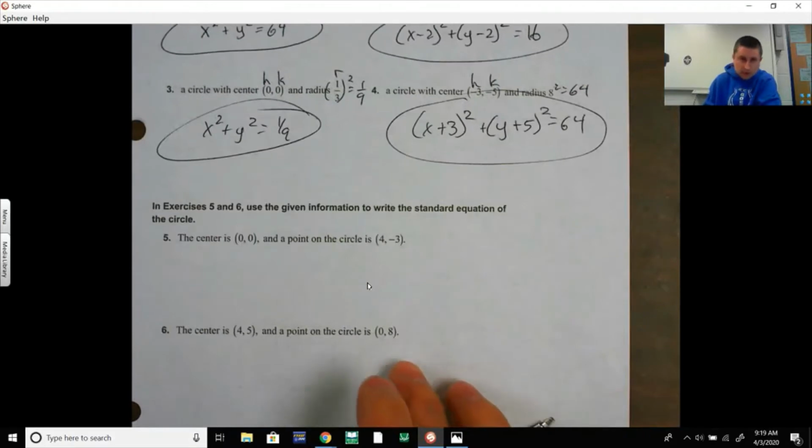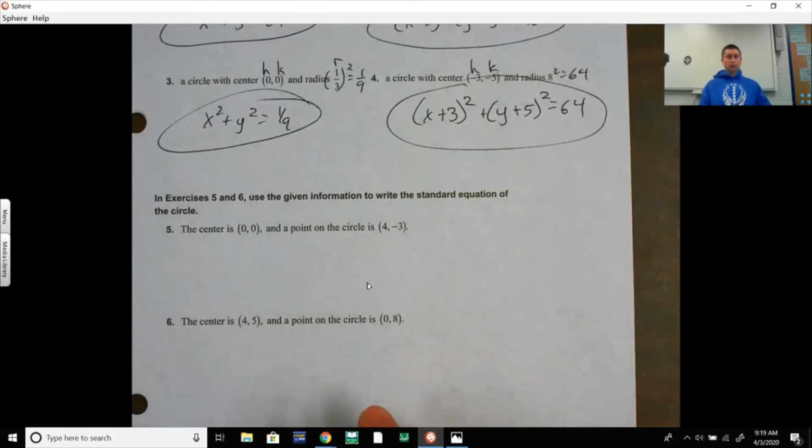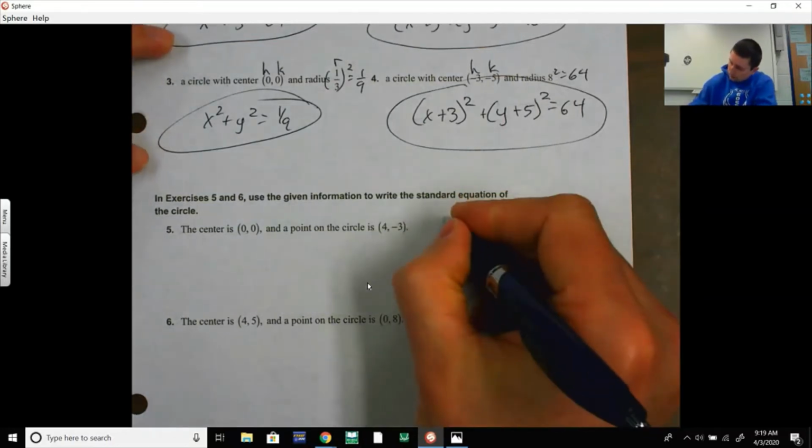Okay. These questions. The center is (0, 0), and a point on the circle is (4, −3). So the point on the circle is (4, −3). We don't know what the r value is. We don't know what the radius is. So the formula here is the radius.